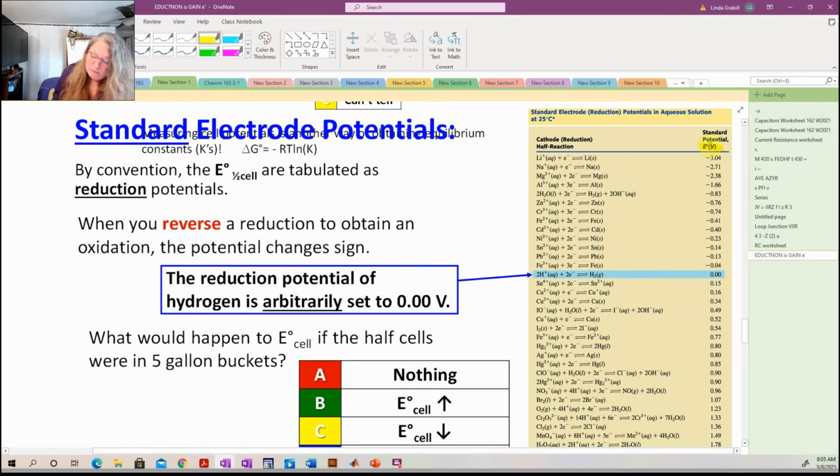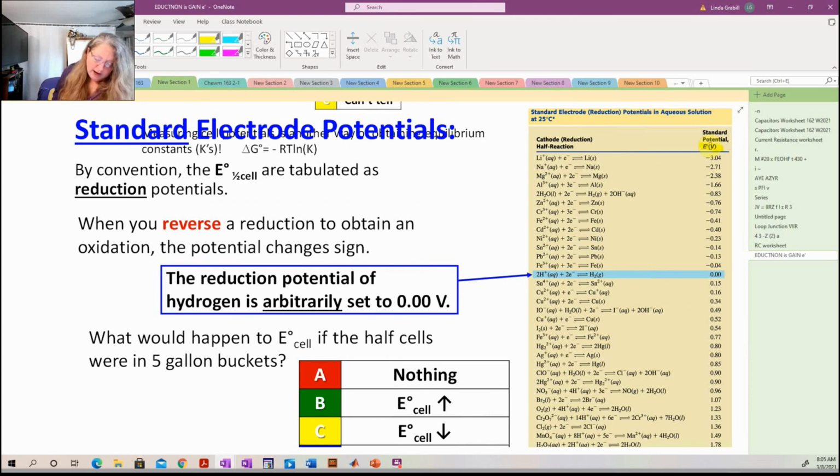And those negatives and positives just tell you more or less how favorable it is for something. Is it more likely to be oxidized? Is that its most favorable energetic state? Or is it more likely to be reduced? Is that its more favorable energetic state?